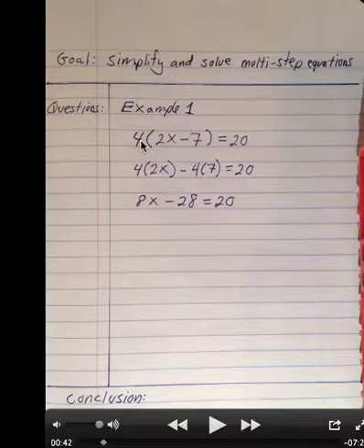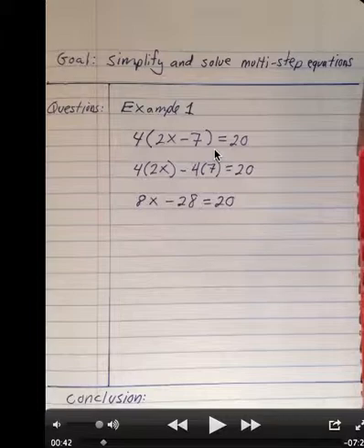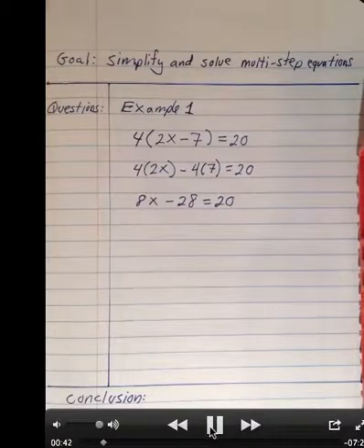Why couldn't we just put this into backtracking? Because of these parentheses. We don't know what occurred first. We don't know what occurred next. It's too complicated. Right here we know that a number was multiplied by 8 and then 28 was subtracted from it. It became 20. So we'll set that up with backtracking.